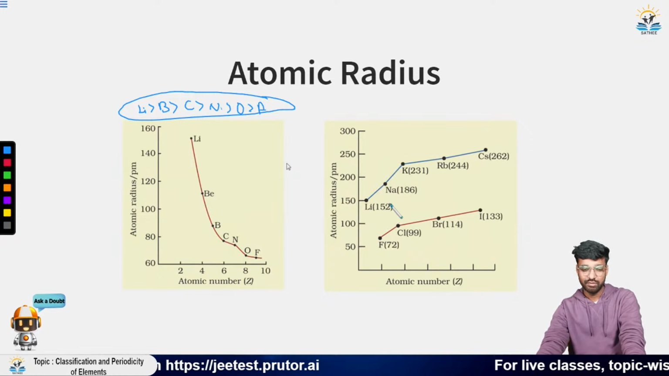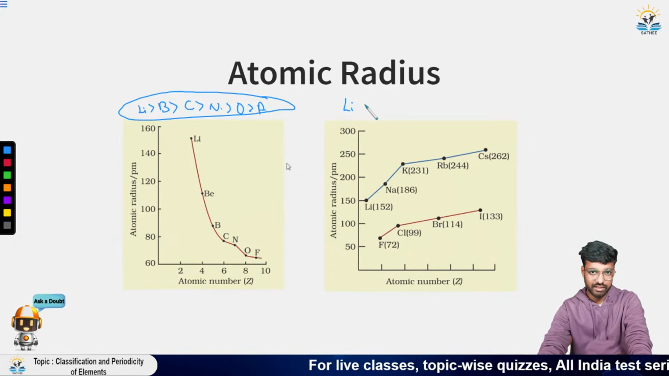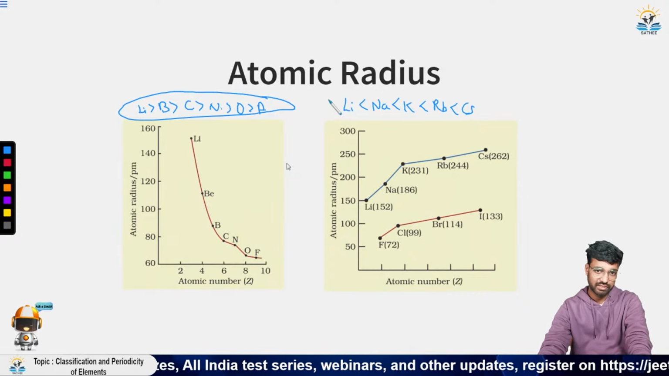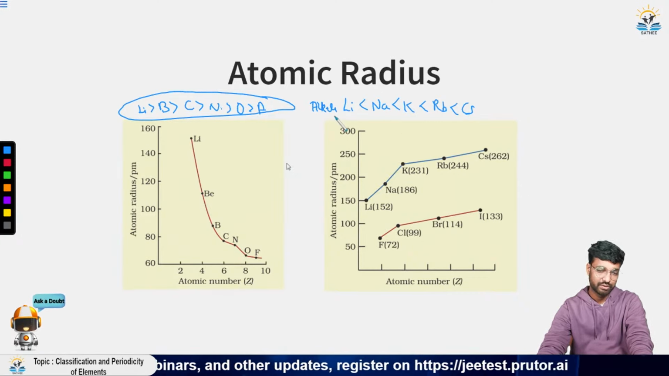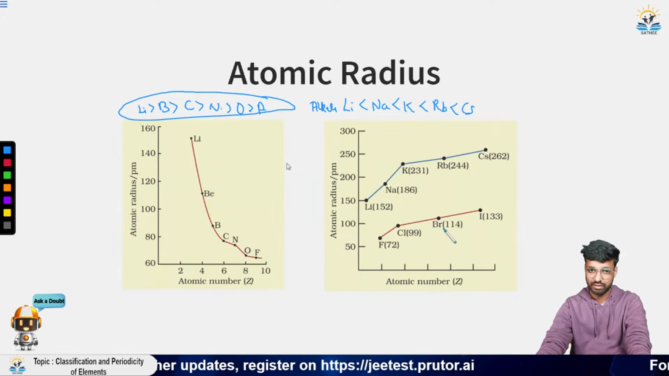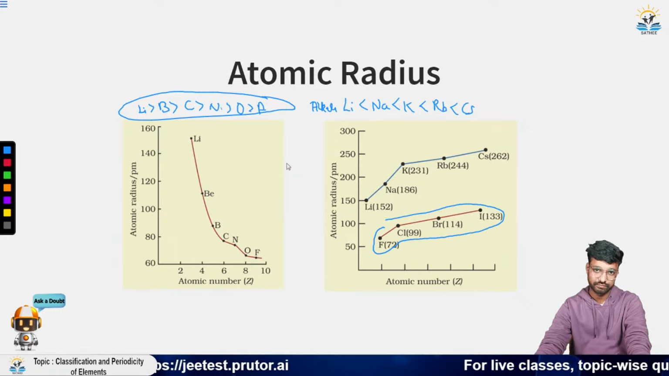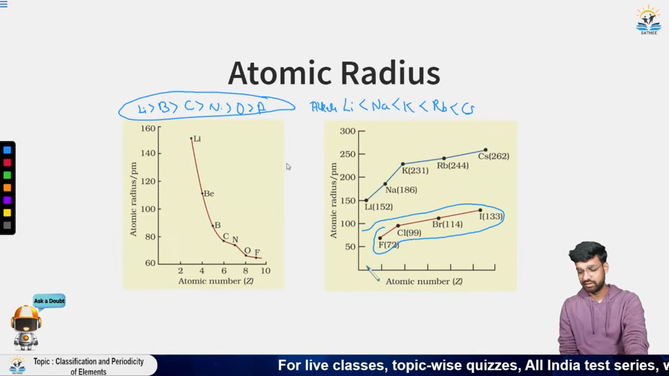Similarly, if we look at the group, you can clearly see here that we have lithium, then sodium, then potassium, rubidium and cesium. This is for the alkali metals. And this one is for the halogens: fluorine, chlorine, bromine, then iodine. So this is the periodic trend for the atomic radius.